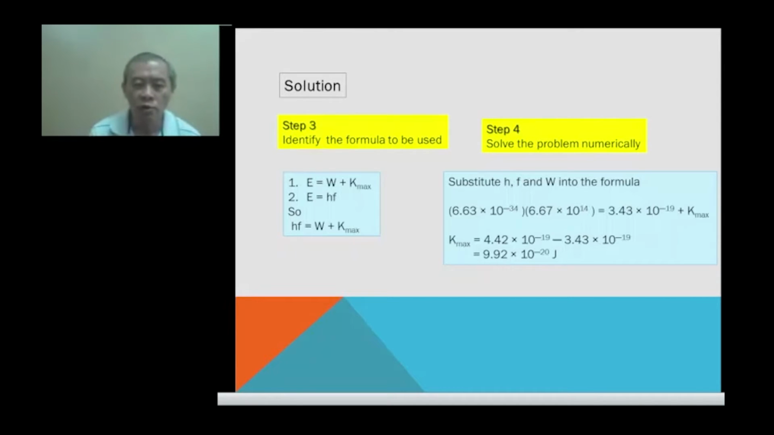Okay, step four, try to solve the problem. So we substitute the value of hf and W into the formula. So we get 6.63 times 10 power negative 34 multiply 6.67 times 10 power of 14 equal to 3.43 times 10 power of negative 19 plus Kmax. So solve it. Finally, you get Kmax equal to 4.42 times 10 power of negative 19 minus 3.43 times 10 power of negative 19. And use your calculator, finally you get the answer 9.92 times 10 power of negative 20 Joule.